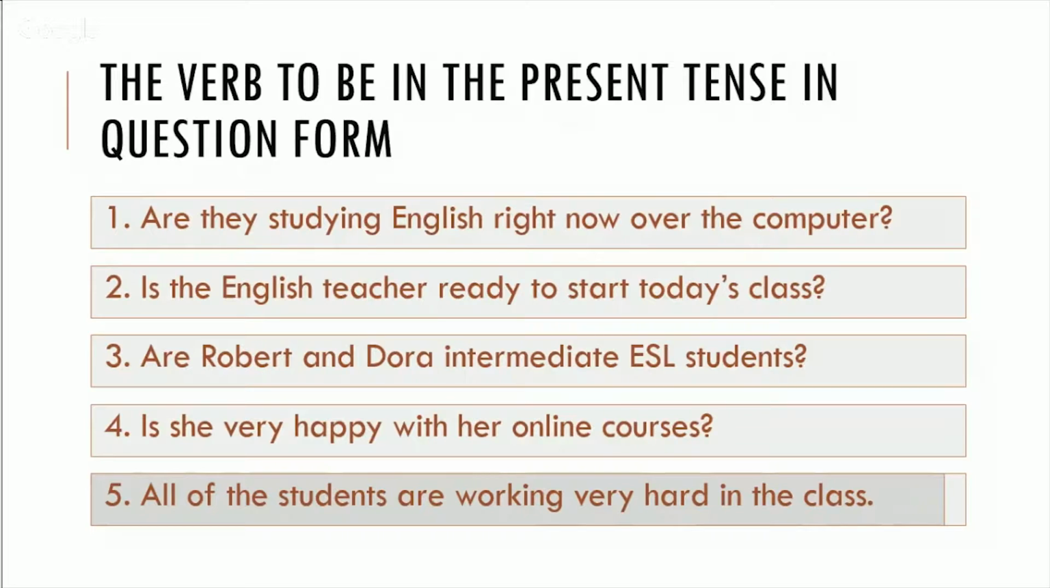All of the students are working very hard in the class. So let's turn this one into a question. Again, locate the verb to be, put it in the beginning of the sentence, rewrite the sentence, and do not forget to put the question mark at the end. You are going to need a question mark at the end. Okay, all of the students are working very hard in the class.